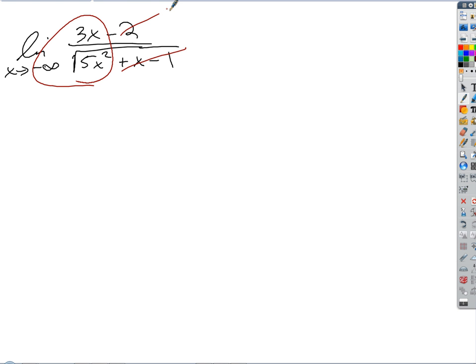Okay. All right, so what about this? Now, what is this gonna look like then? This is gonna be in the limit. This stuff doesn't matter. So we've really just got the limit of 3x over, what are we gonna get on the bottom? Square root of 5, absolute value of x, as x approaches negative infinity. Now, the negative is important, right?